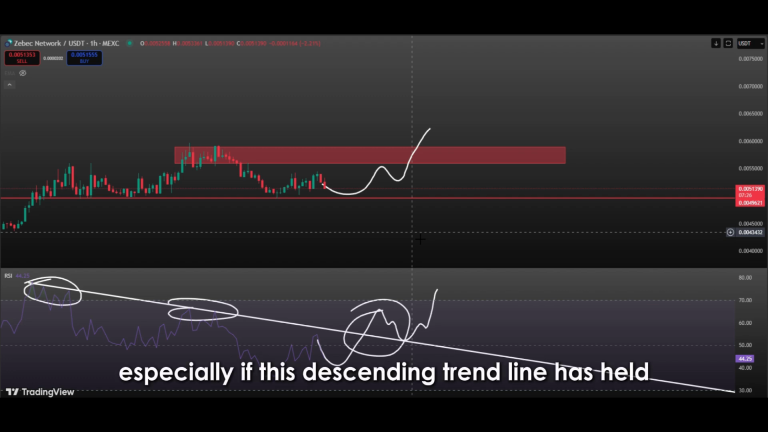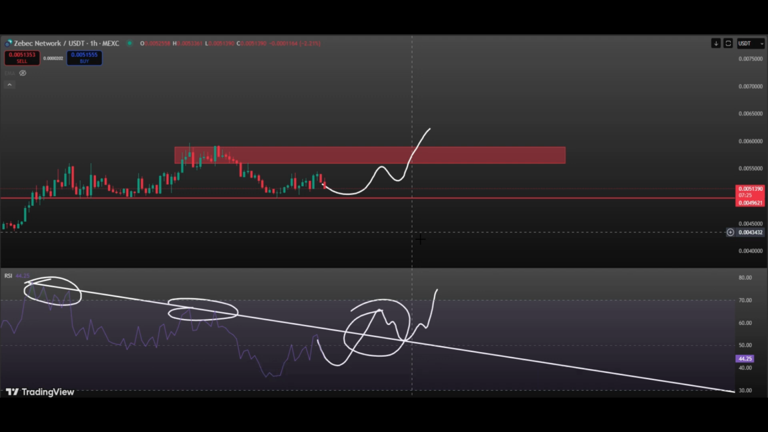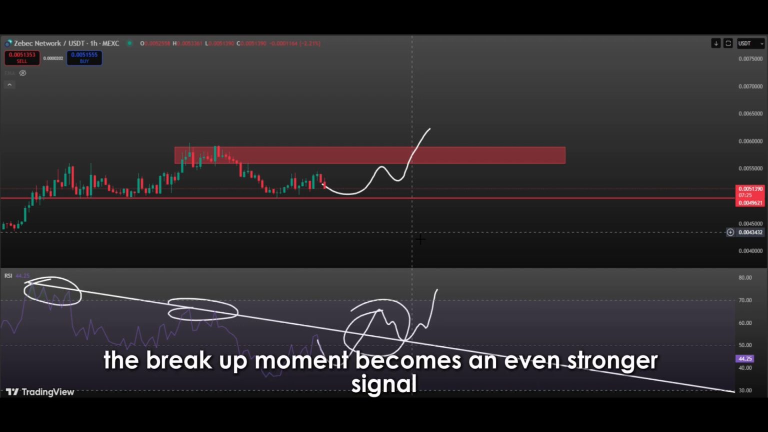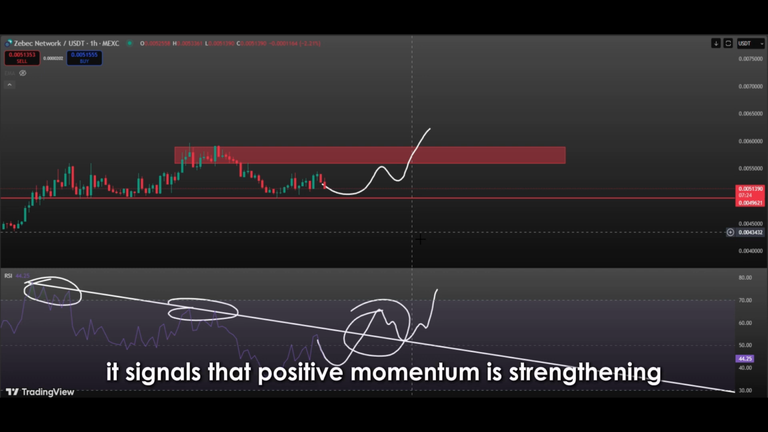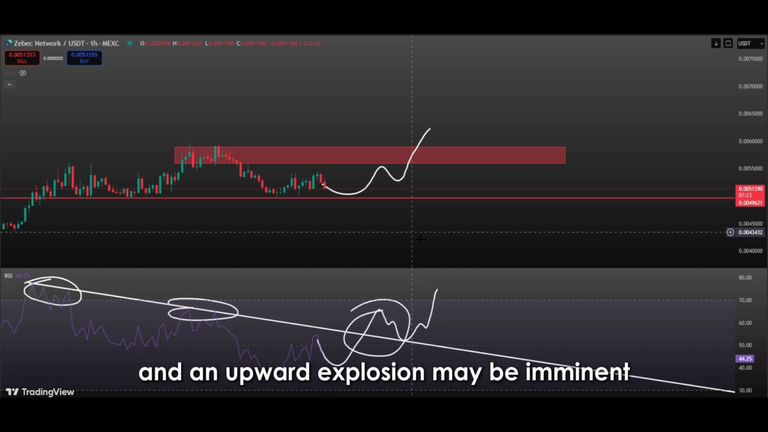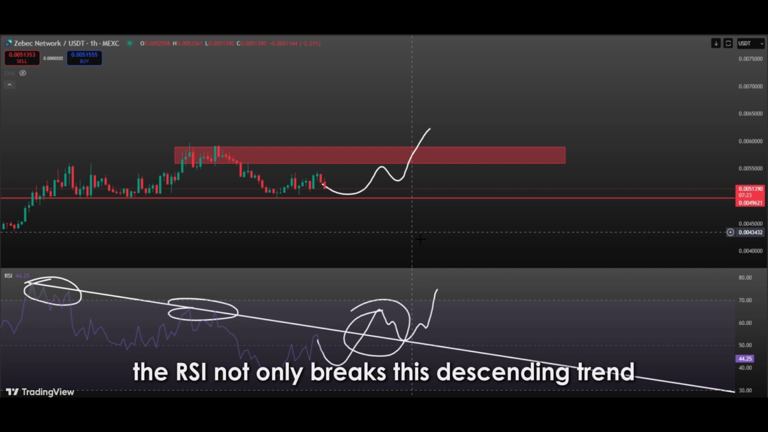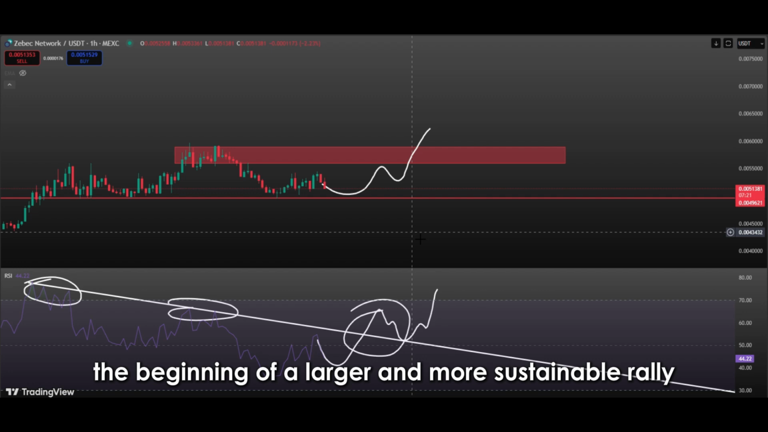Especially if this descending trendline has held multiple times before and the RSI has bounced off it repeatedly, the breakup moment becomes an even stronger signal. When this breakout occurs, if the RSI value rises above the 50 level, it signals that positive momentum is strengthening further. Additionally, movement toward the 70 level suggests that the price is under strong buying pressure and an upward explosion may be imminent. The RSI not only breaks this descending trend, but if it also retests this trendline as support and then moves upward again, this can mark the beginning of a larger and more sustainable rally.